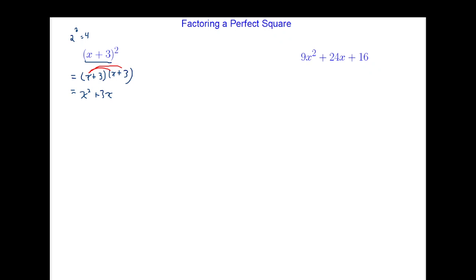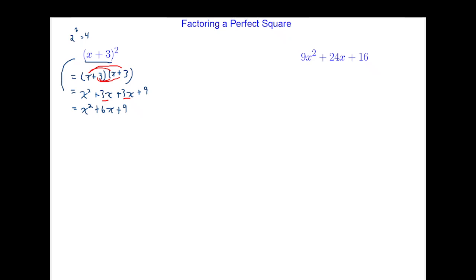So the idea here is that we multiply every term in one of the binomials by every term in the other. So that would give us a 3x here. And then we would finally do the 3 times 3, which would give us a positive 9. We can then collect like terms. You can see here that we have some like terms, a 3x and a 3x. So we have an x squared, 3x plus 3x would be 6x, and we have a 9 out here.